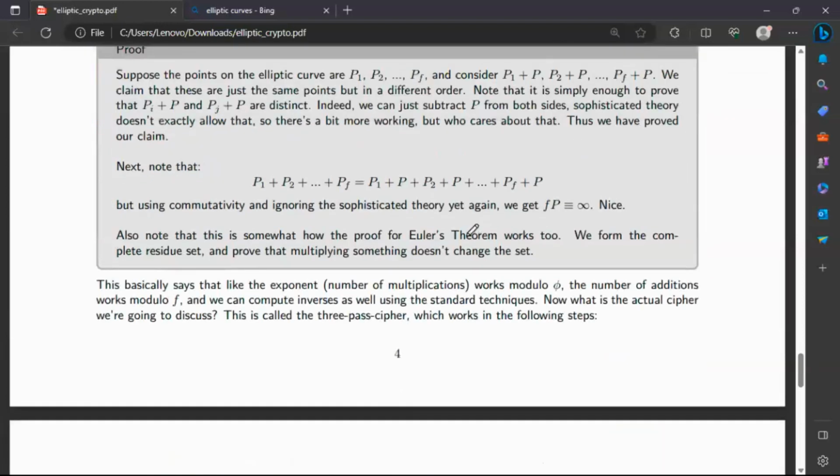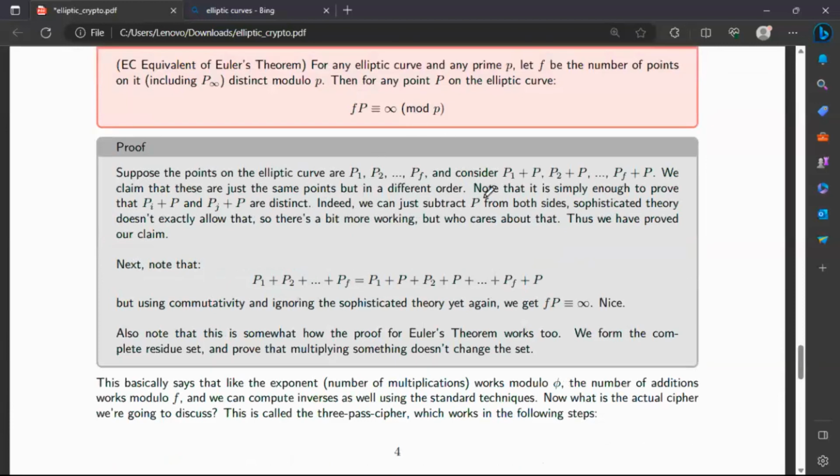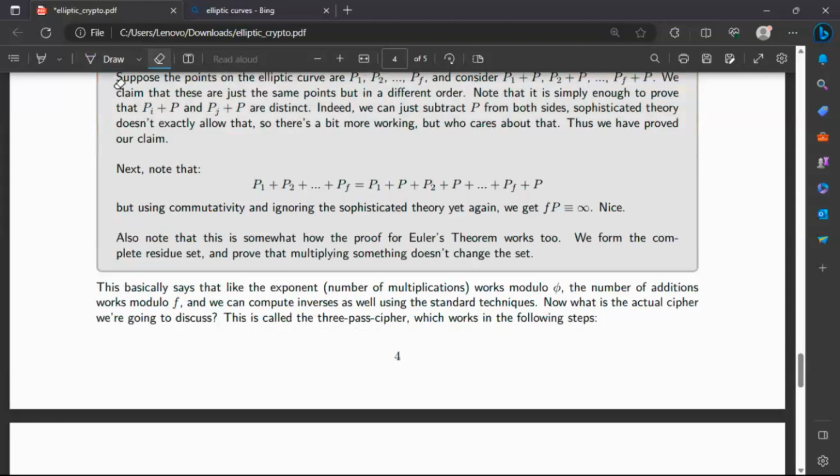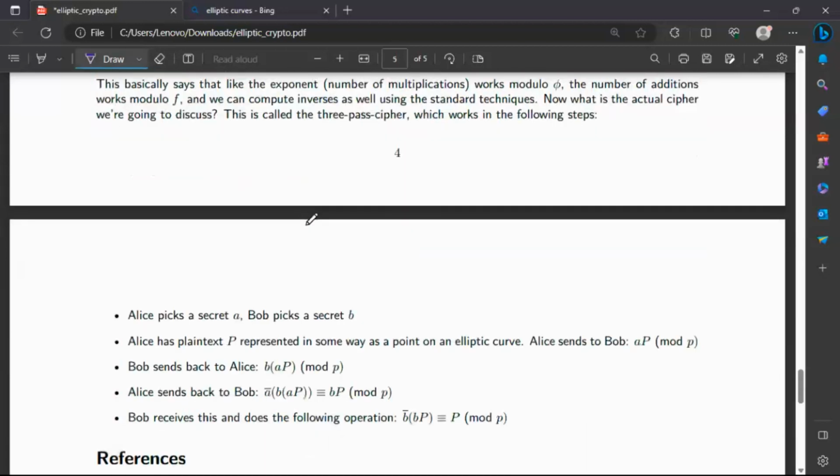just permuted. This is very important because it says that the number of additions works modulo f. So if we have n additions like np, then this is basically equivalent to n, whatever n is, modulo f, into p. So this gets a lot smaller since we're considering modulo f, right?